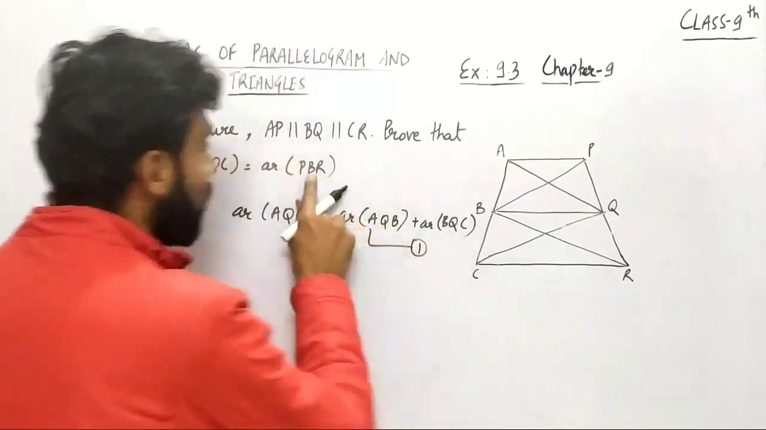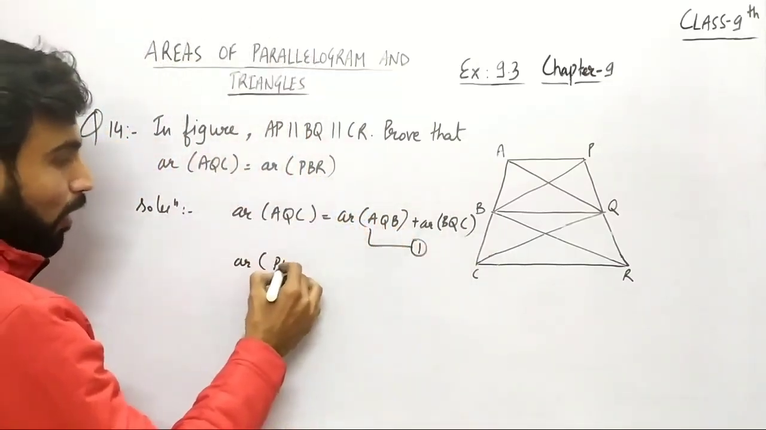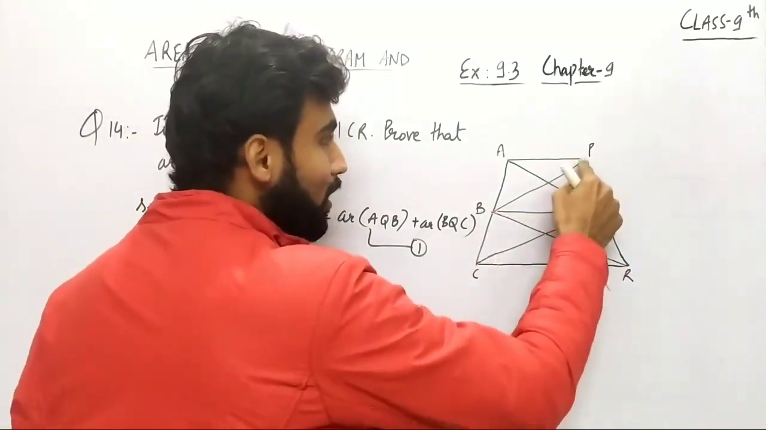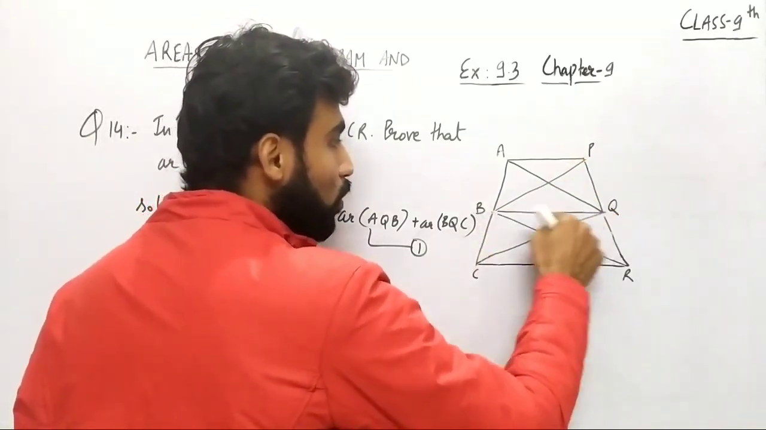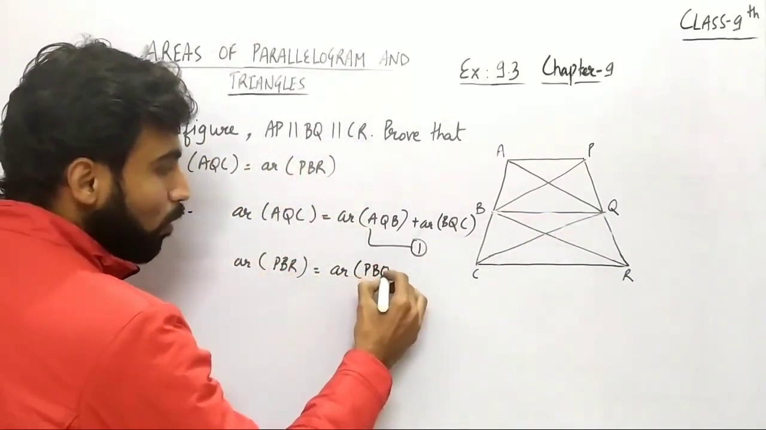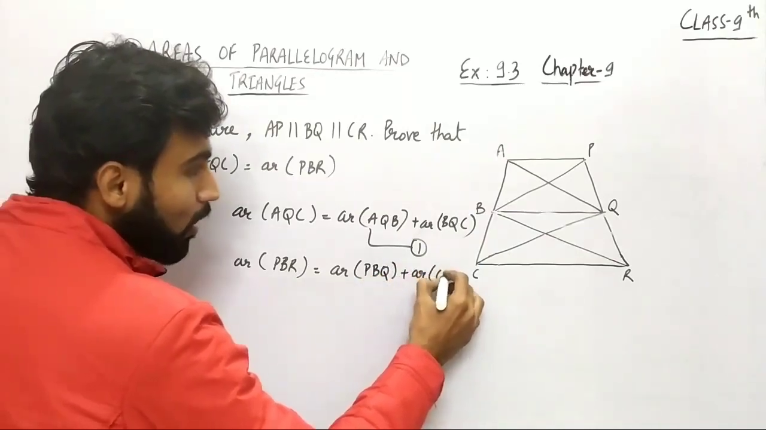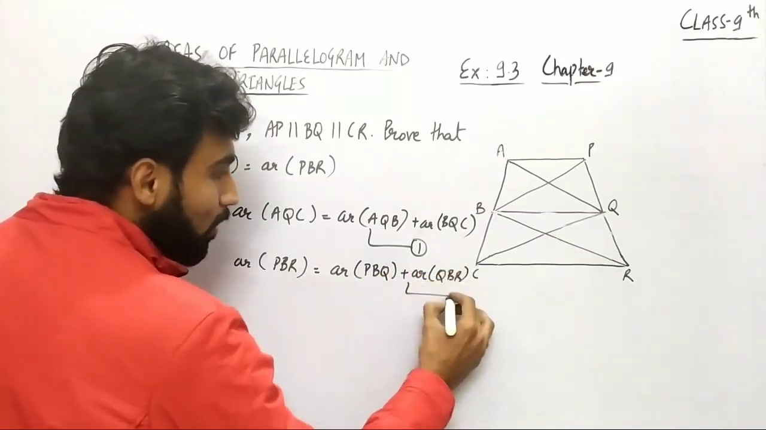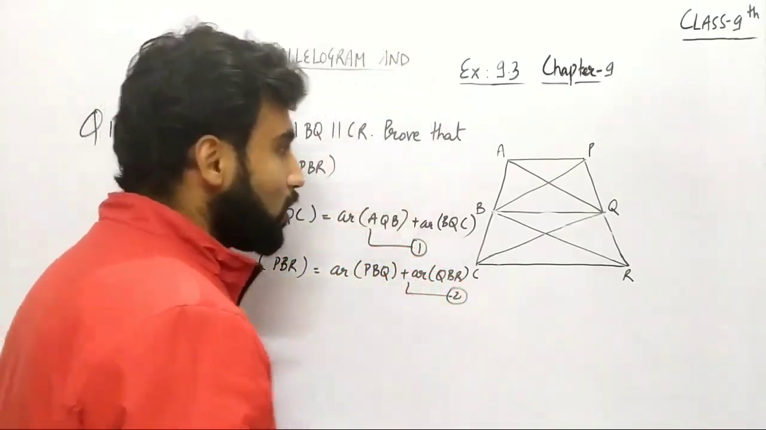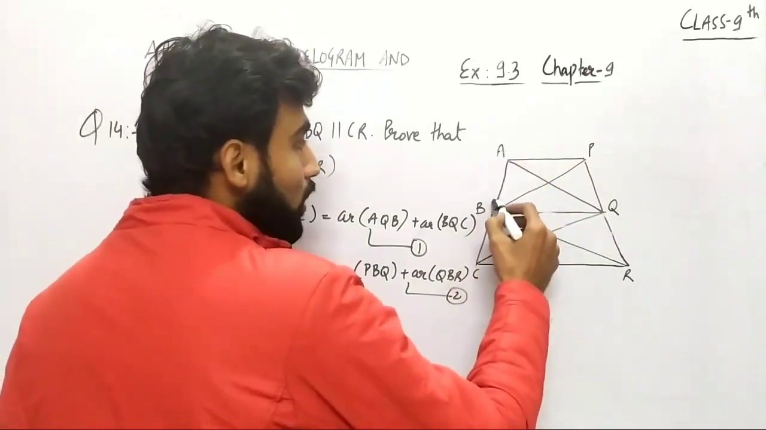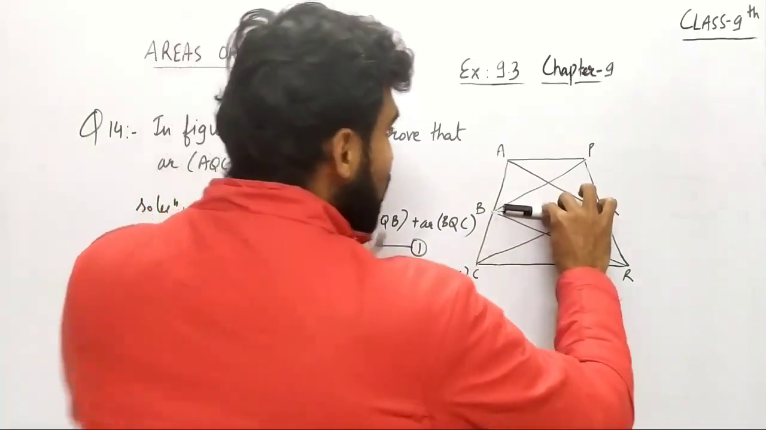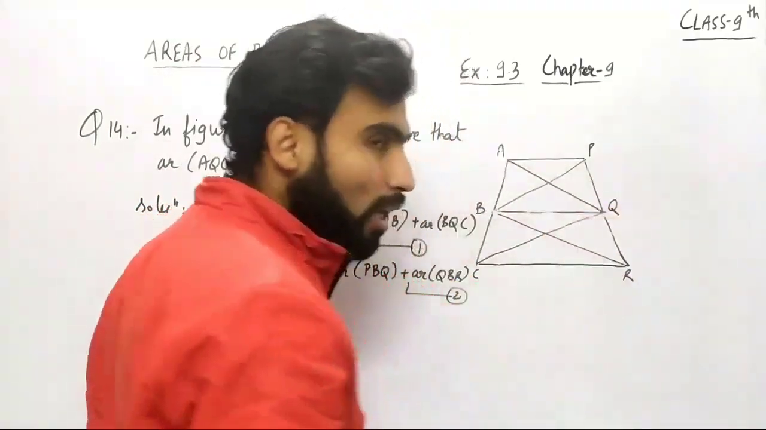Now similarly अगर मैं बात करूं PBR की, so area of triangle PBR को मैं कैसे लिख सकता हूं? You can see PBR को मैं ऐसे लिख सकता हूं PBQ plus QBR, right? So that will be equal to area of triangle PBQ plus area of triangle QBR. So let me just give it equation number second. अब ये दोनों equations के बाद मैं आपको यहाँ पे एक चीज दिखाना चाहता हूं that these two triangles, you can see BAQ and BPQ, both are on the same base and between same parallels, right? So उनका एरिया क्या हो जाएगा, इक्वल हो जाएगा.